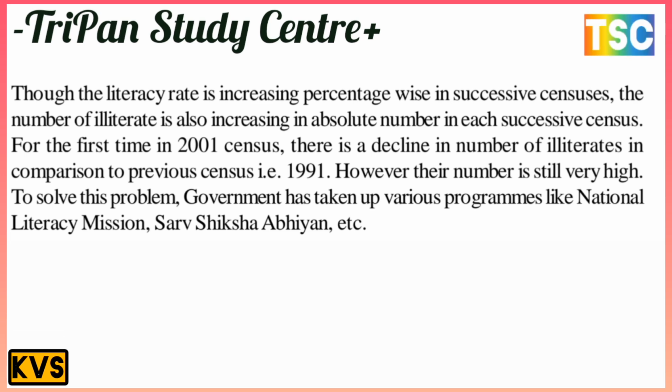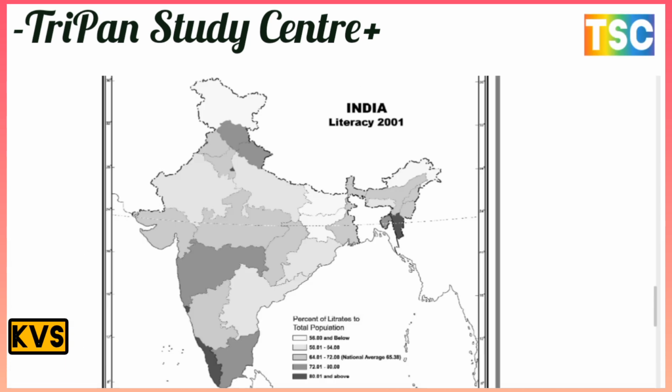Let's see the map of literacy rate in India. Come to the map. India literacy 2001. Only Kerala and some parts of Goa have a high literacy rate, but overall literacy in India is not high. Only Kerala is at 80.01 and above.